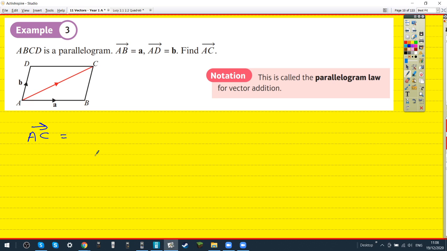Wouldn't AC just be A plus B? Yes. So you could say it's A to B plus B to C, and so you have that one is A. This one is blank, but because it's a parallelogram, we know it's the same length and same direction. Same magnitude, same direction. Or you could go the other way. You could go B plus A, same thing.